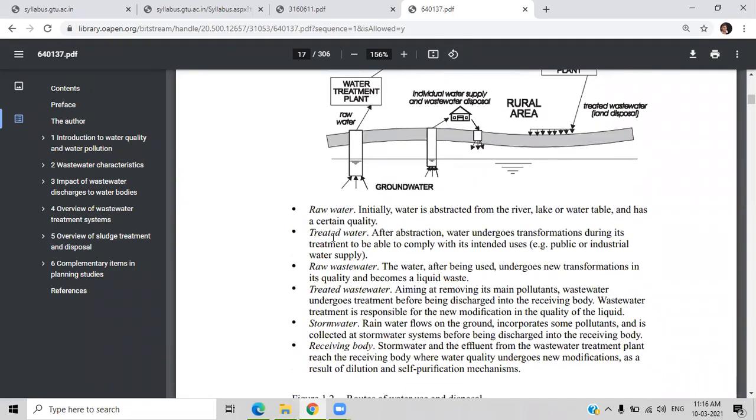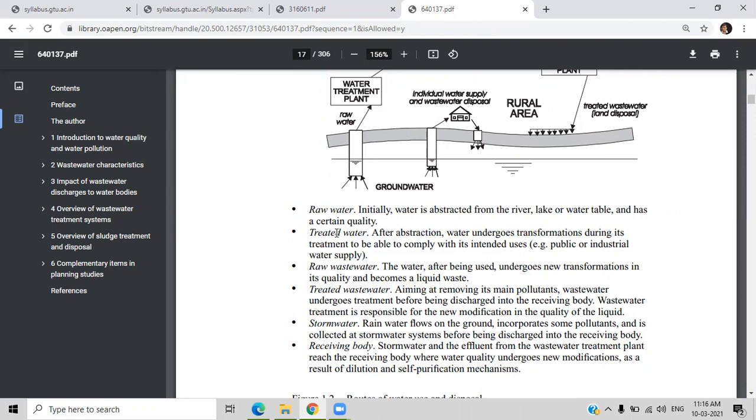Okay, so there are some definitions which we are going to discuss. The first is raw water. Initially, water is abstracted from the river, lake, or water table and has a certain quality. So it has certain impurities and residues, but they are within the acceptable limits. Okay, so this is called raw water.